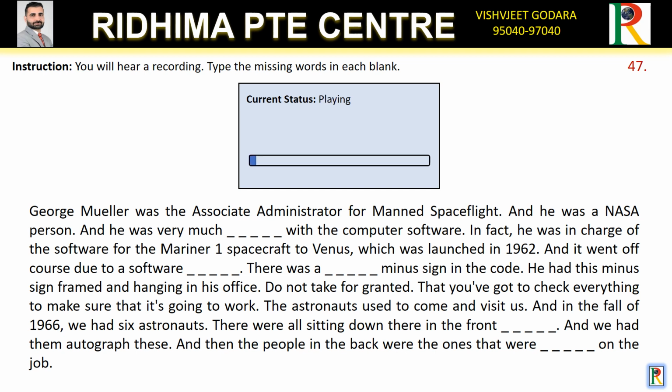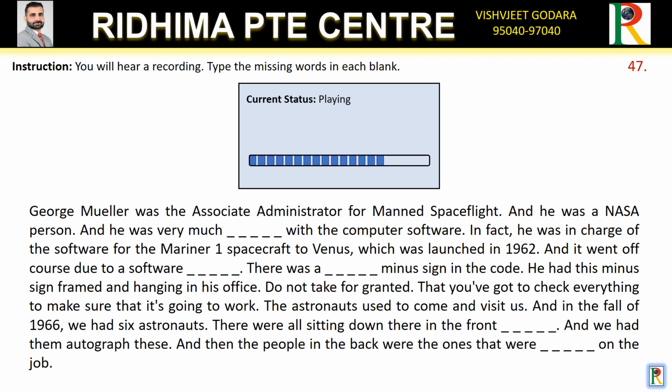George Miller was the associate administrator for manned spaceflight, and he was a NASA person, and he was very much concerned with the computer software. In fact, he had just come from being in charge of the software for the Mariner 1 spacecraft to Venus, which was launched in 1962, and it went off course due to a software error. There was a missing minus sign in the code. He had this minus sign framed and hanging in his office. Do not take for granted that it will work; you've got to check everything.